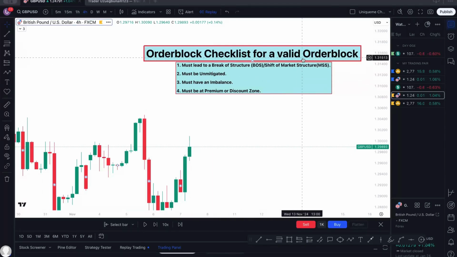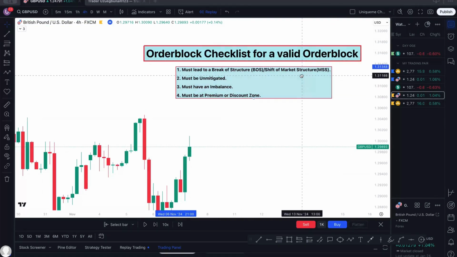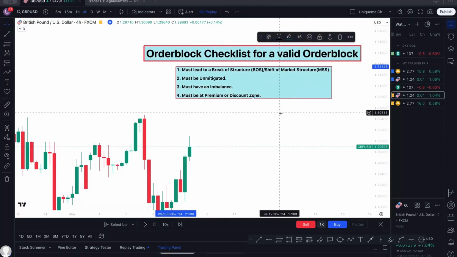Order block checklist for a valid order block. Many of you will be wondering, what do I have to check out in an order block to know a valid order block?